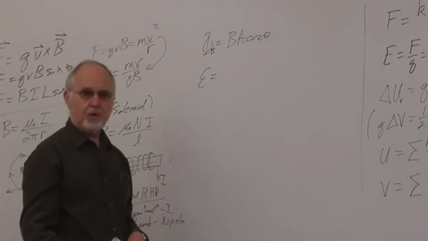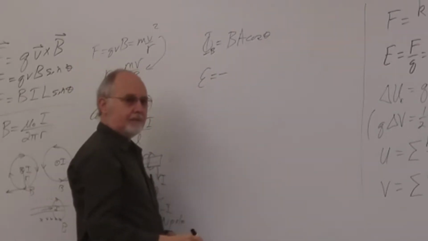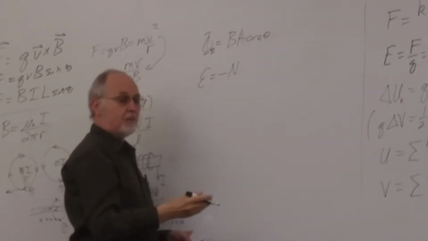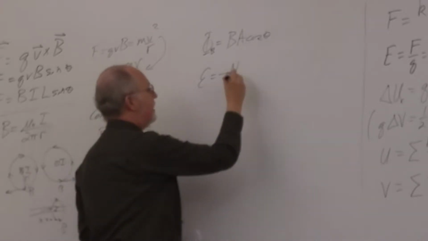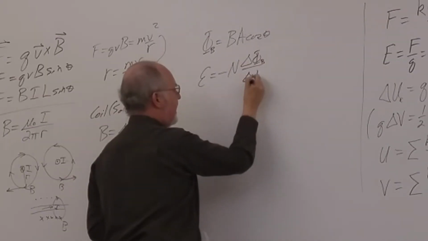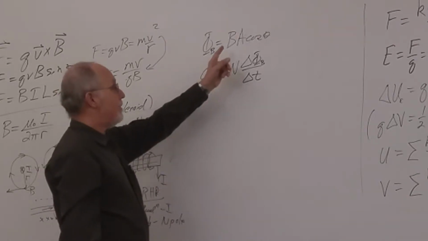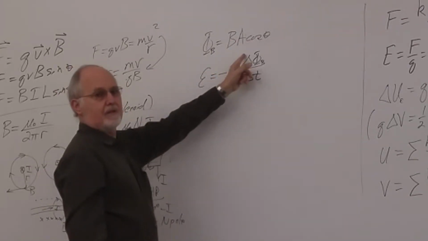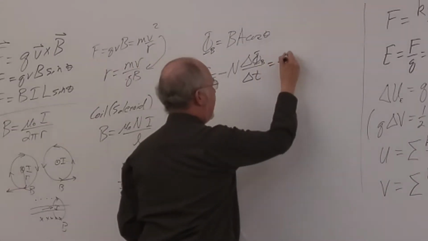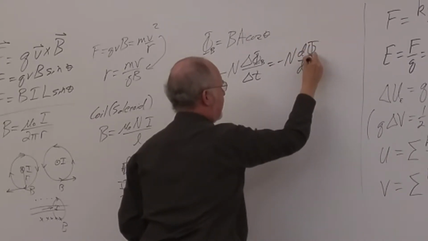That curly E is a voltage, just like the V. And the technical equation for that is minus N, the number of turns in a coil if you've got more than one turn, times the change in the magnetic flux with respect to time. If B is a function of time, or A is a function of time, or theta is a function of time, any one of those, then you've got minus N times the derivative of the flux with respect to time.